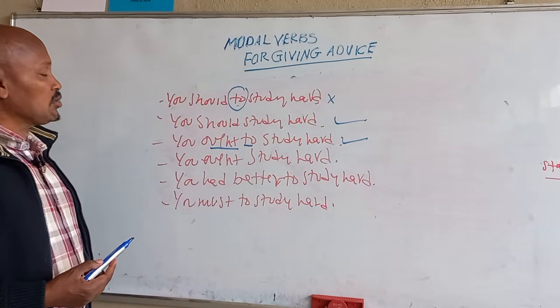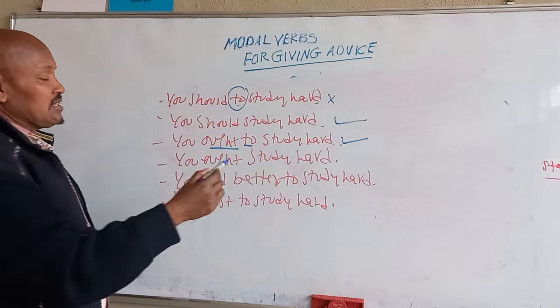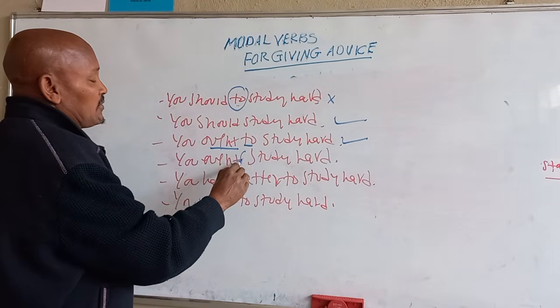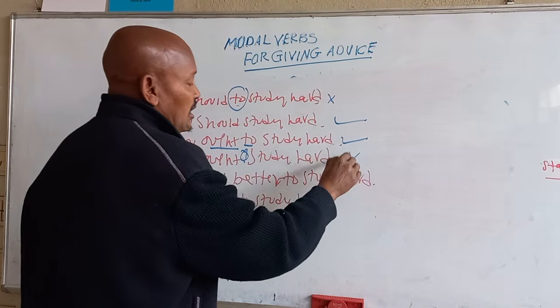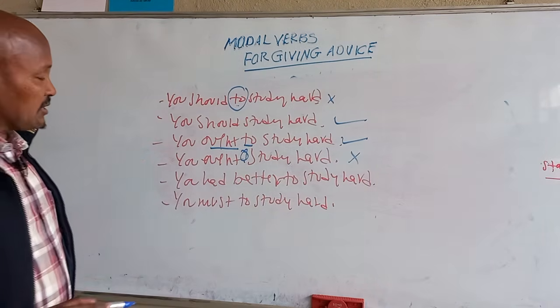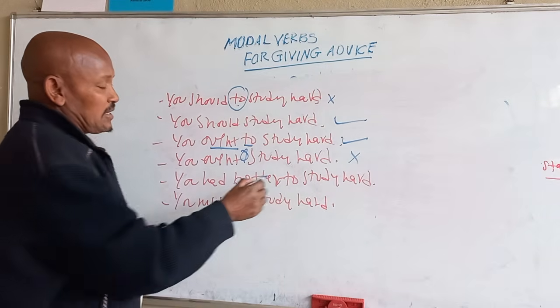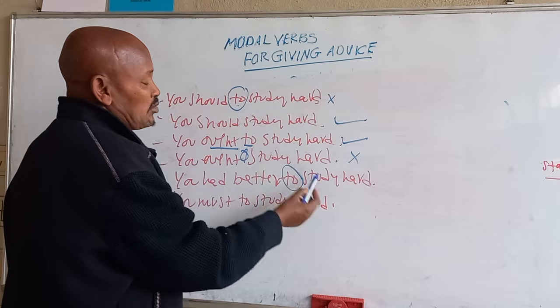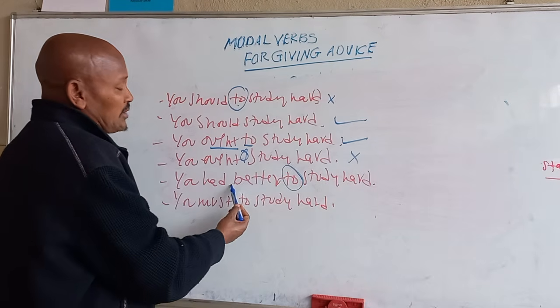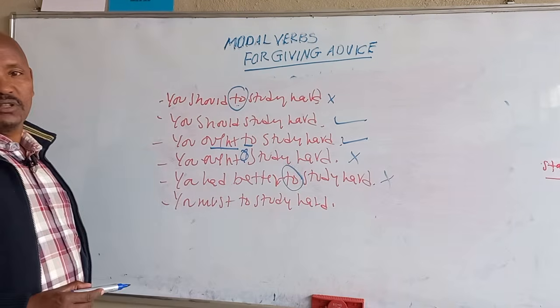The other, you ought study hard. Do you think this is right? It misses one thing. There is no infinitive here, so it is still a wrong sentence, so we cannot write like this. You had better to study hard. Do you think this sentence is right? I don't think this is right because there is an infinitive between the base form and the modal verb, so it makes the statement wrong, so we cannot write this way.